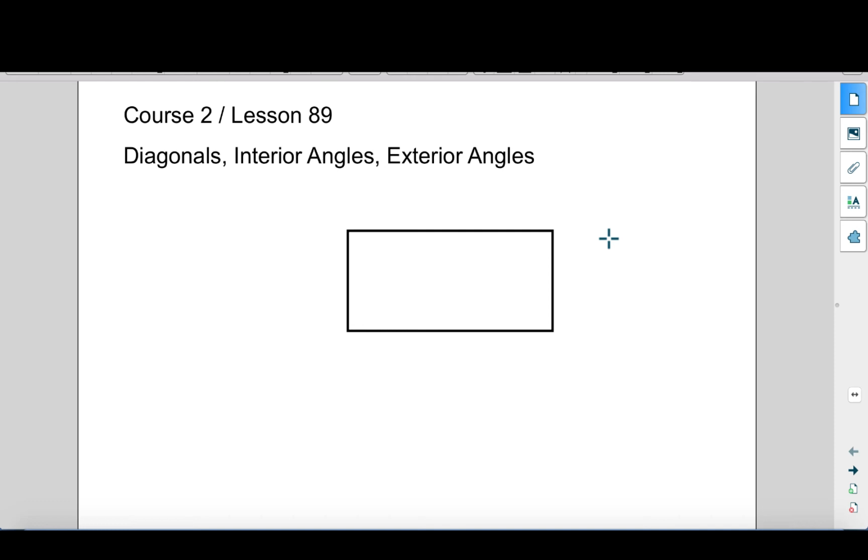All right, Saxon Math Course 2, we're in Lesson 89. Today we are going to be dealing with diagonals, interior and exterior angles, as you see prescribed here. So let's begin by looking at what a diagonal is. This seems very elementary, but a diagonal is simply the measurement from corner to corner.